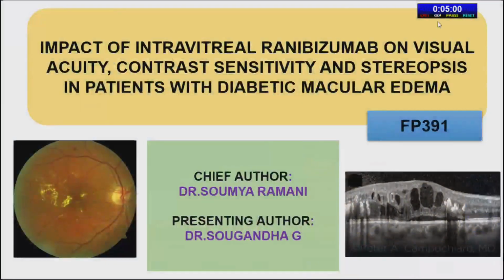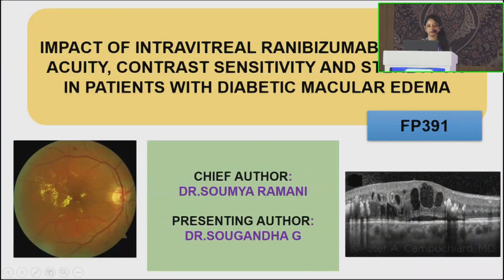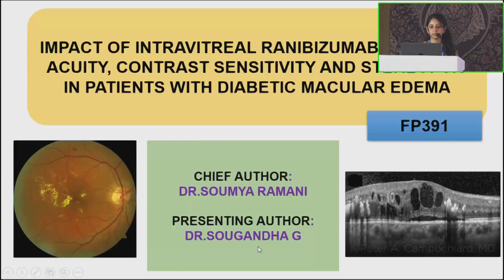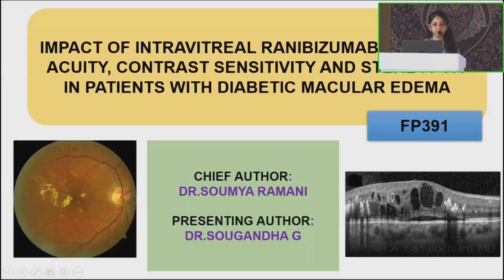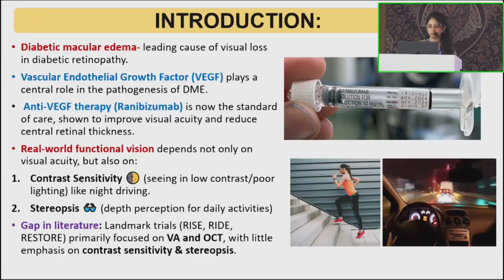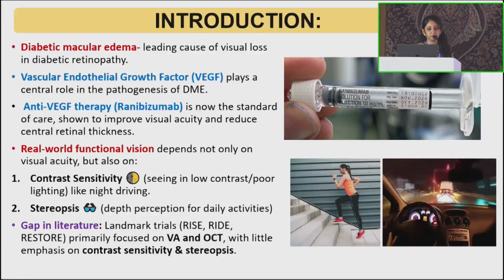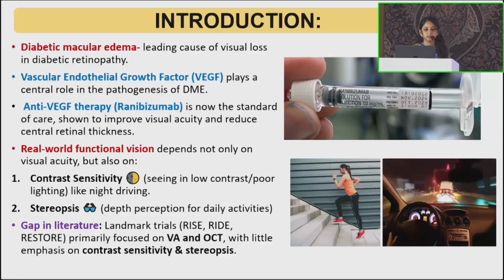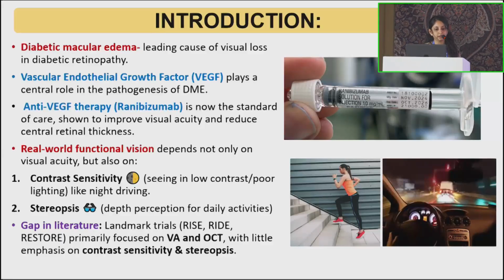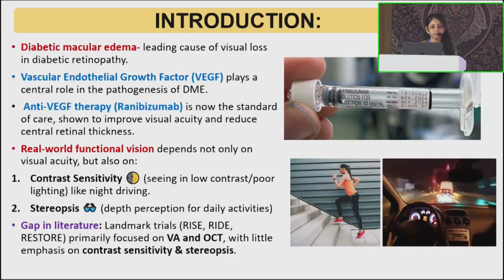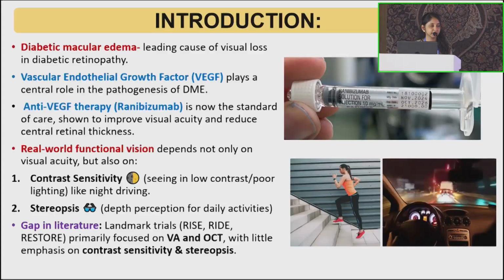Good afternoon, everyone. Today I'll be presenting on the topic: impact of intravitreal ranibizumab on visual acuity, contrast sensitivity and stereopsis in patients with diabetic macular edema. As we all know, diabetic macular edema is the leading cause of visual loss in diabetic retinopathy, and vascular endothelial growth factor plays a central role in its pathogenesis. However, real-world functional vision depends not only on visual acuity, but also on contrast sensitivity, which is required for things like night driving, and stereopsis, which helps in climbing stairs.